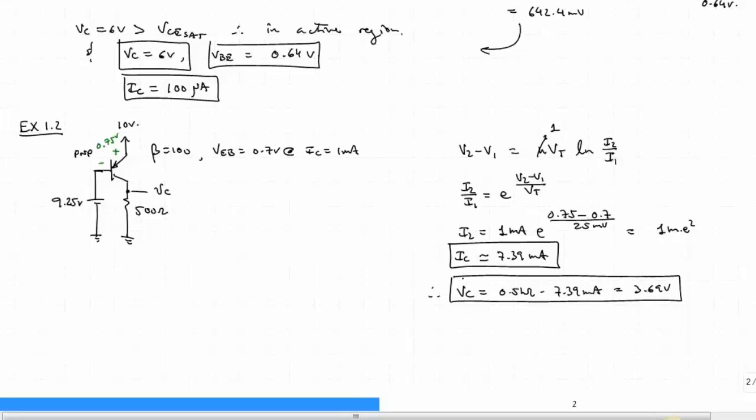If we wanted to, let's see what else is there to know. I guess that's it. If we wanted to know the base current, it is going to be the collector current over beta. So that's over 100. So we'll have 73.9 microamps.